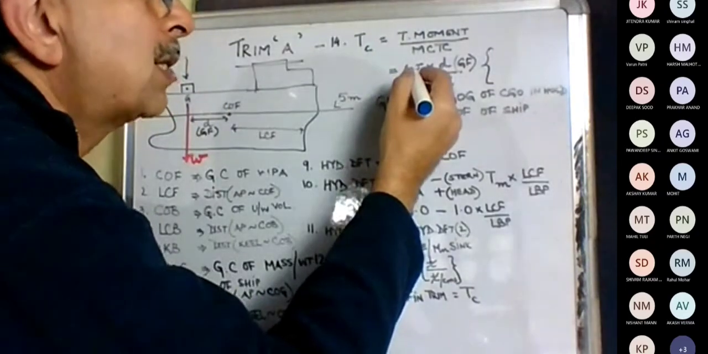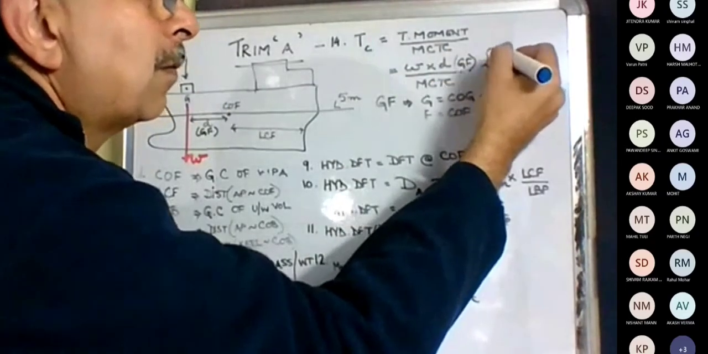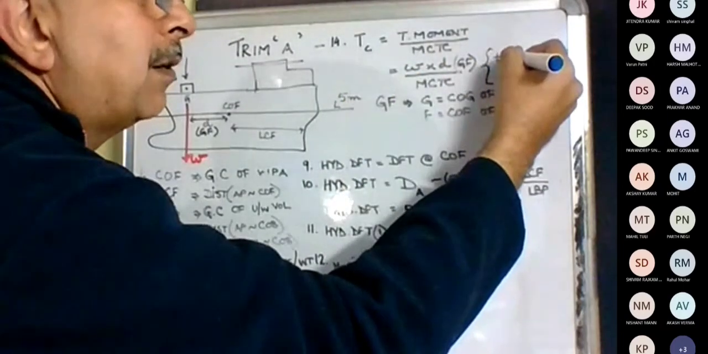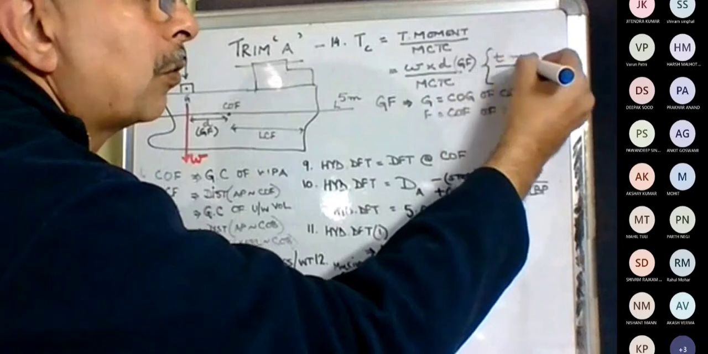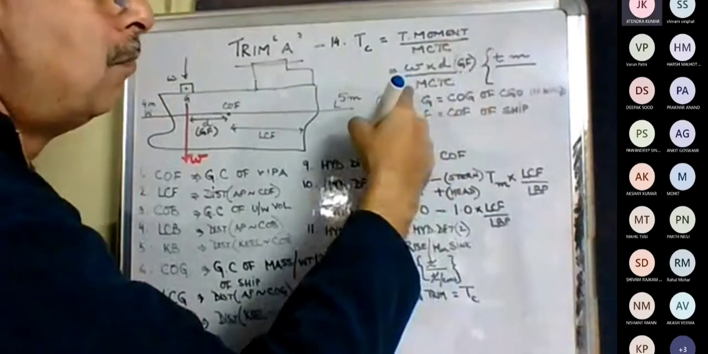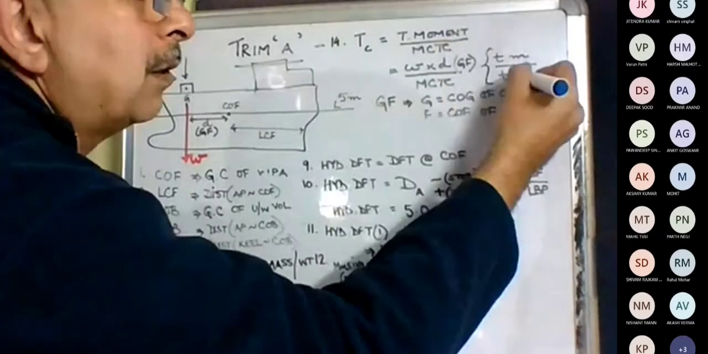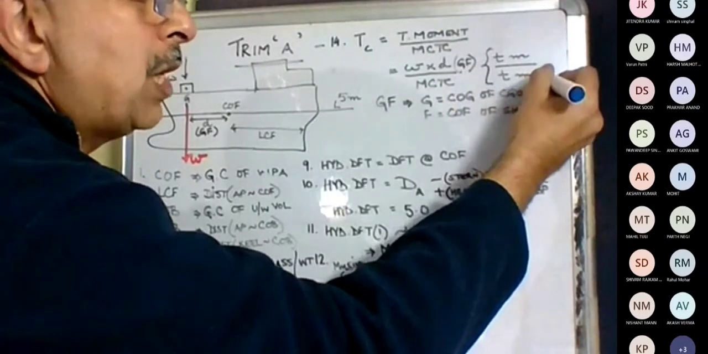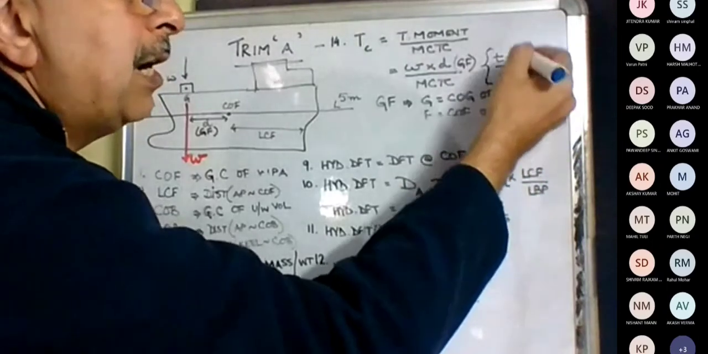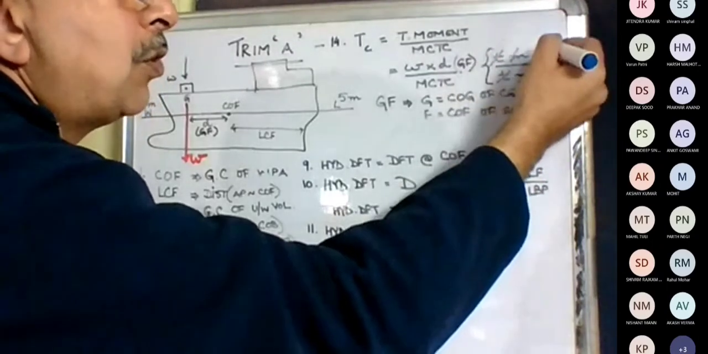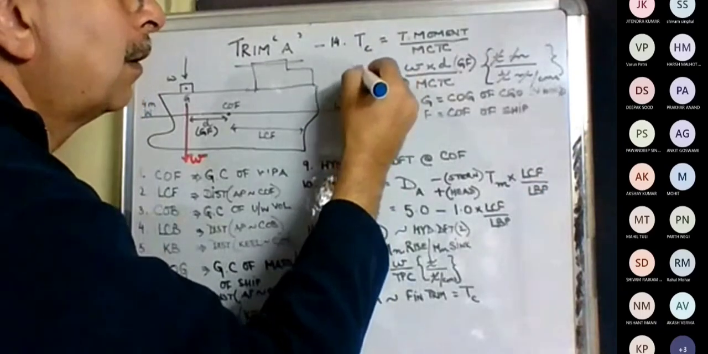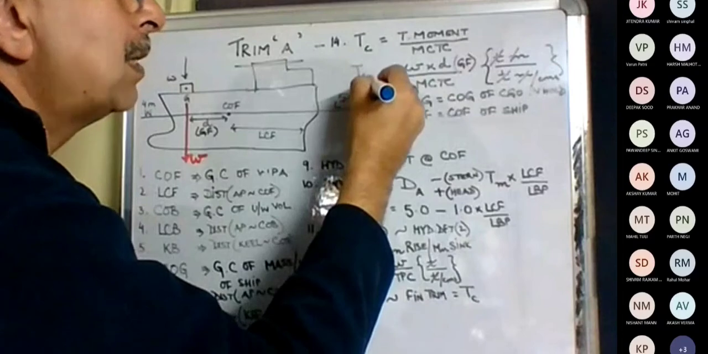W, let's check the units. W is in tons. GF is in meters. MCTC is the moment to change trim by 1 centimeter. Moment is tonne-meter. Tonne-meter cancels, centimeter goes on top. So the unit of TC will be centimeter.